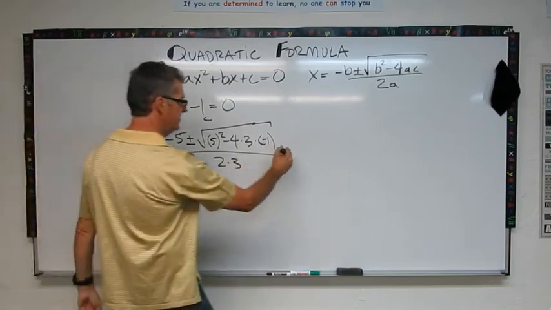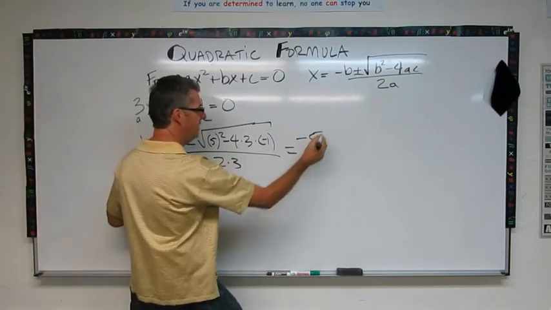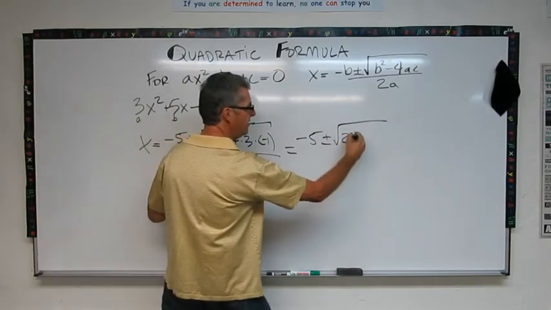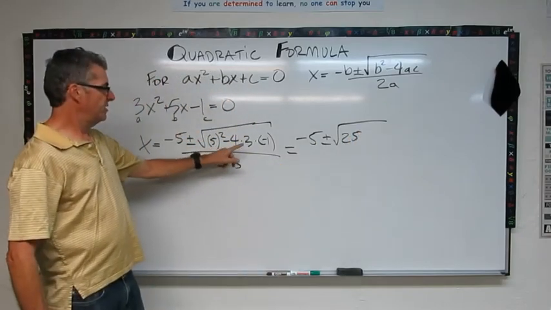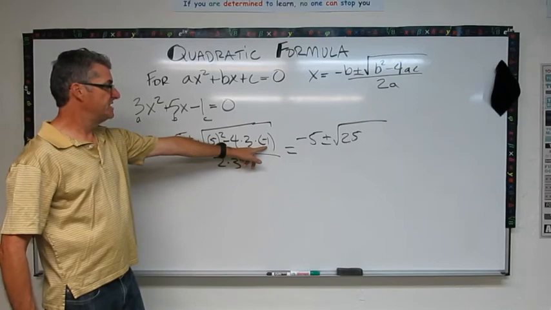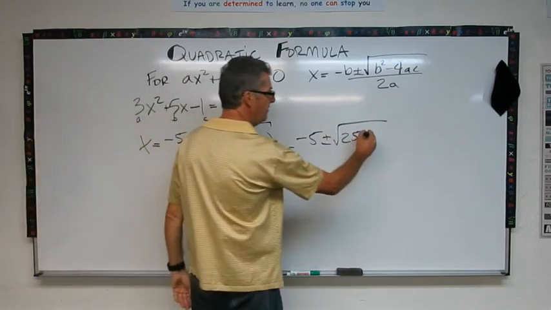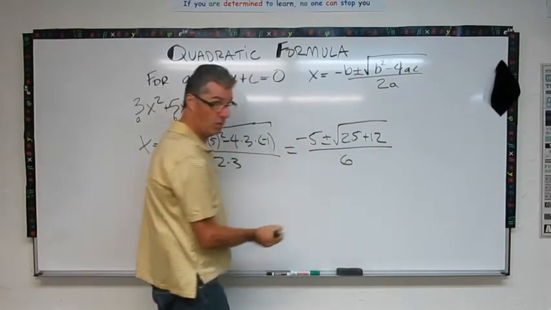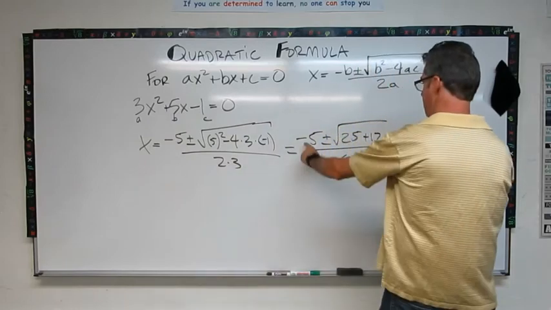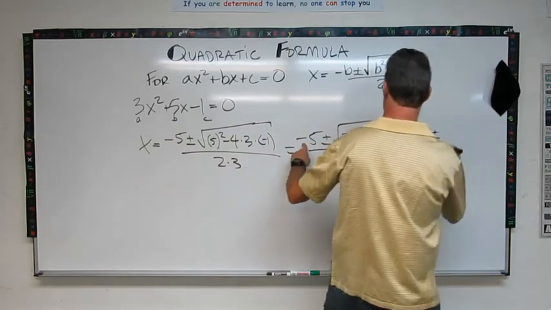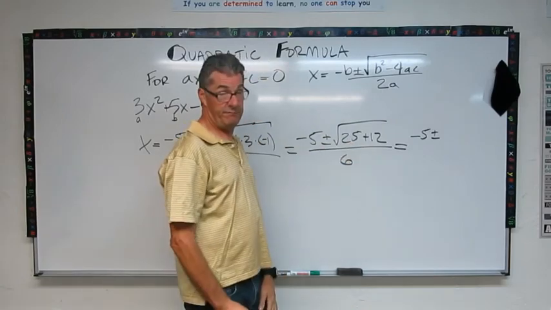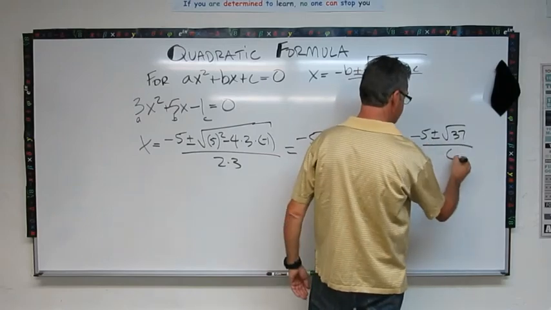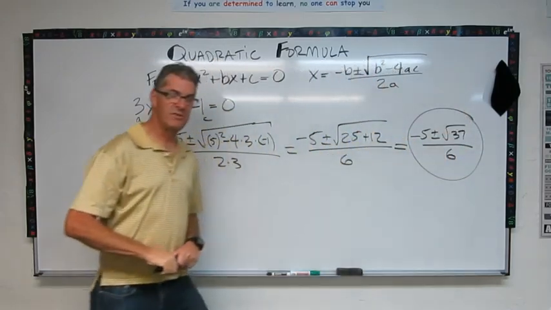I'm good. Continue. Minus 5 plus or minus big root. This is going to be 25, that's 5 squared, minus 4 times 3 is 12, times negative 1 is negative 12, so we have two negatives, so that's going to be plus 12, all over 6. One more step. Minus 5 plus or minus the root of 25 plus 12, 37, all over 6. This one is also finished with an ugly answer.